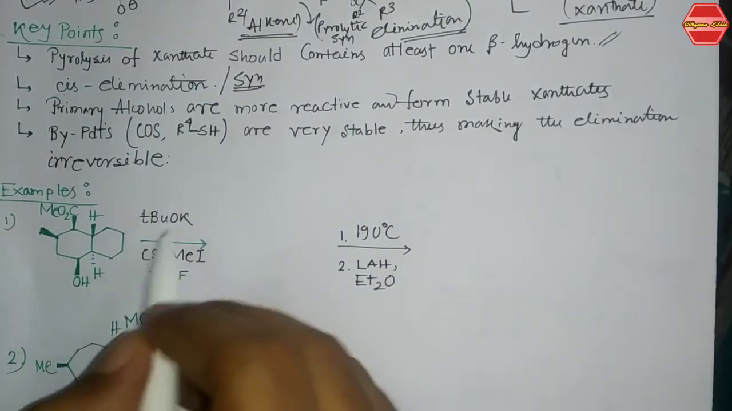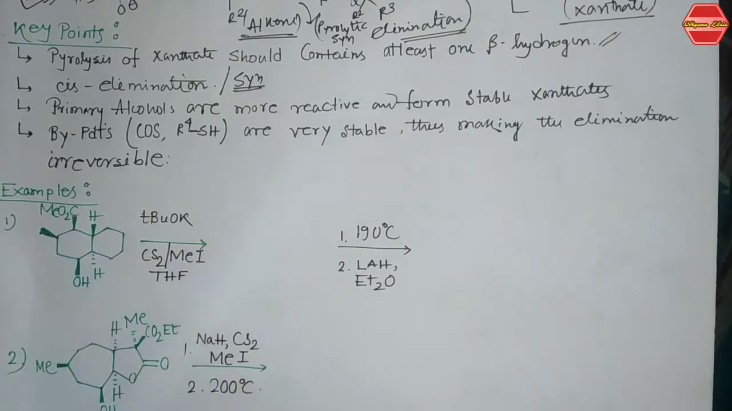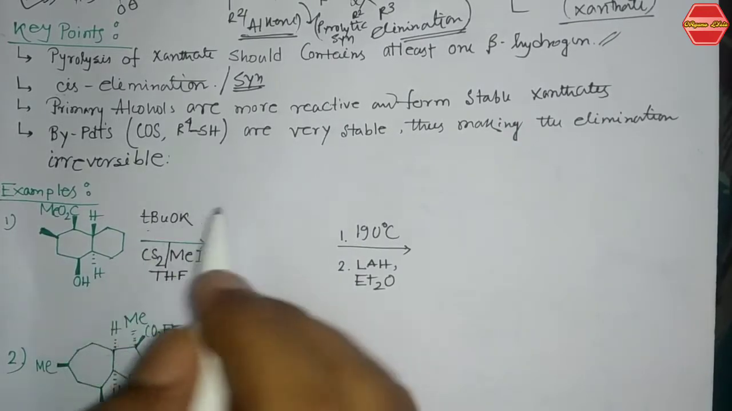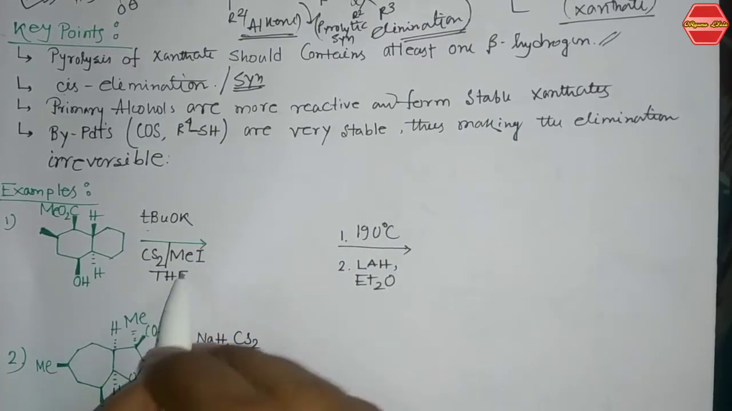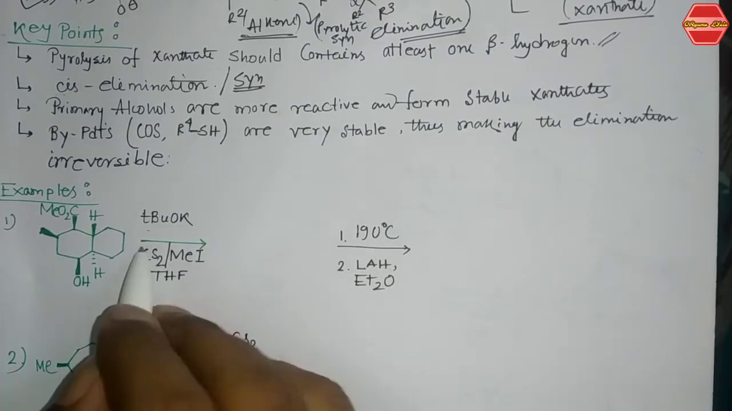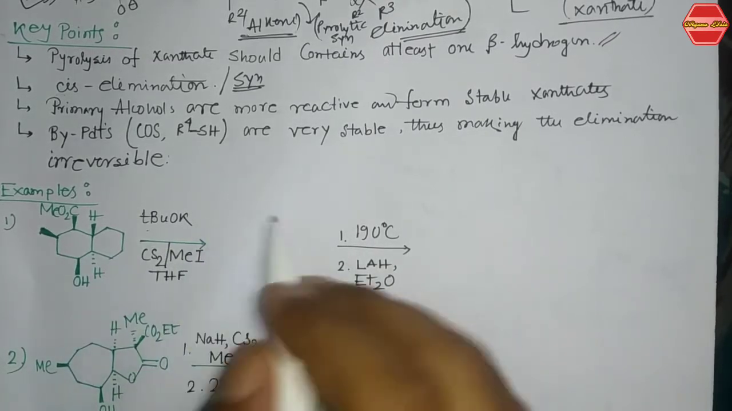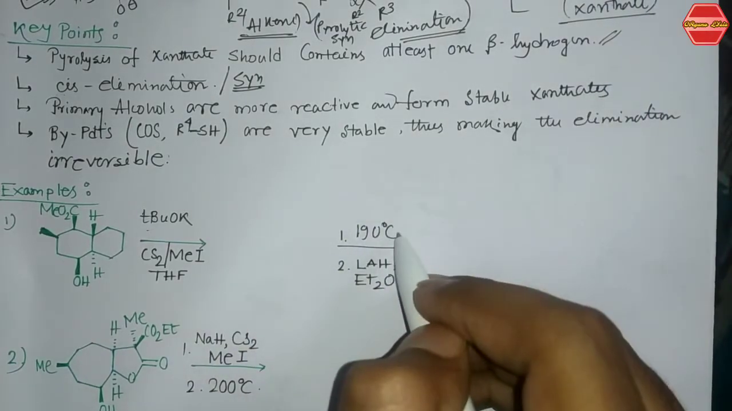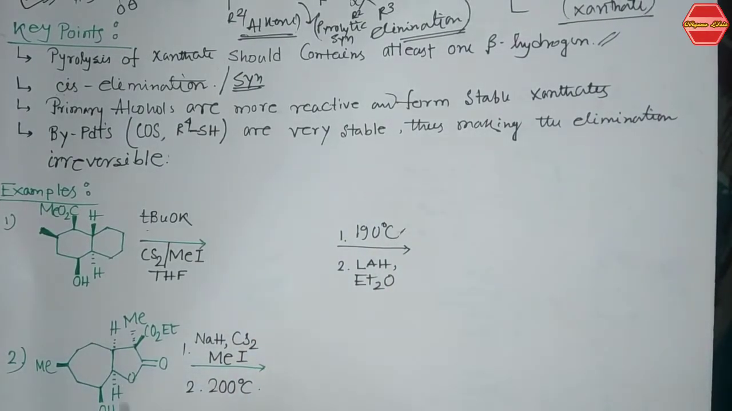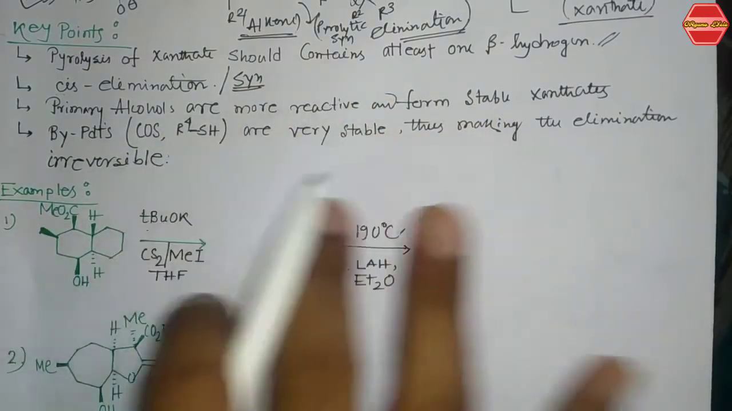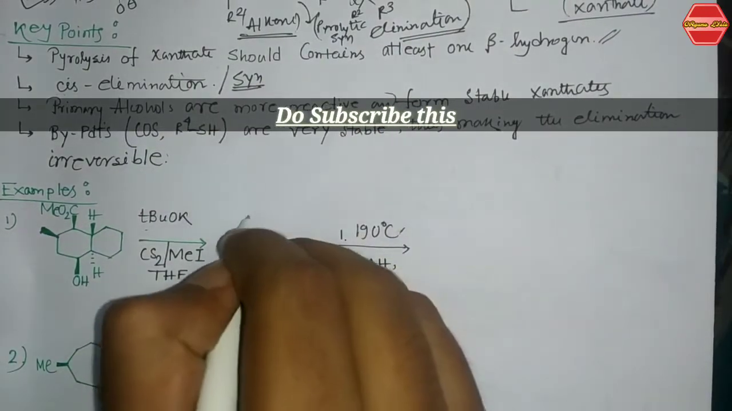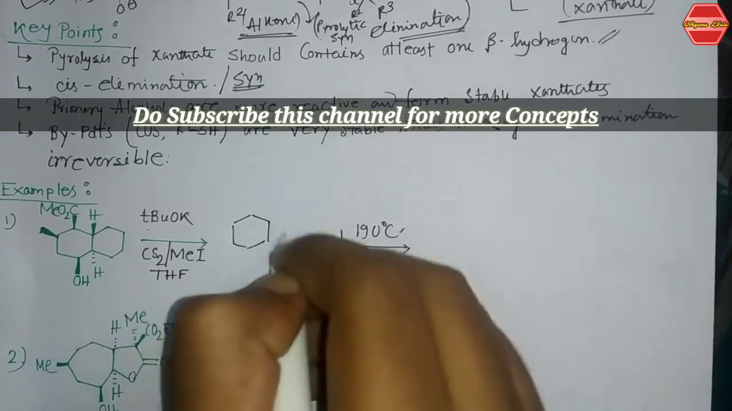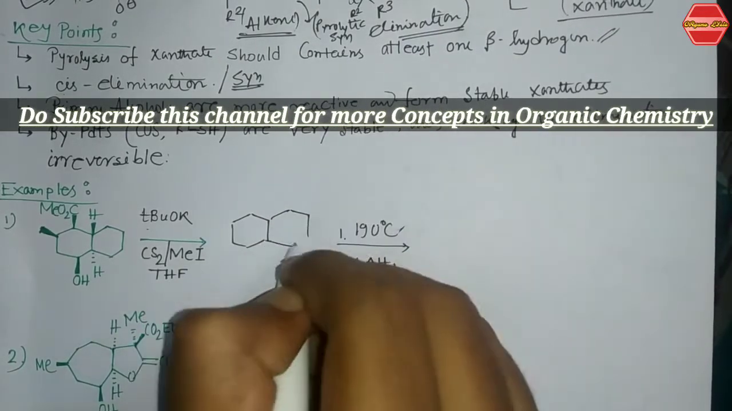Now from this one you can see that your compound is given to you and the base is given, that is tertiary butoxide, and CS2, MeI and THF. Now when you see this one, you should know that the second step is a heating condition. So you can see here the second condition is a heating condition. So you know what the product will be and how this reaction takes place. I will show you some later here. That is this one. This is what you get.